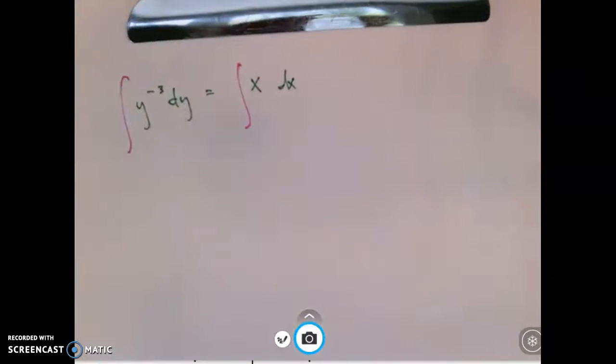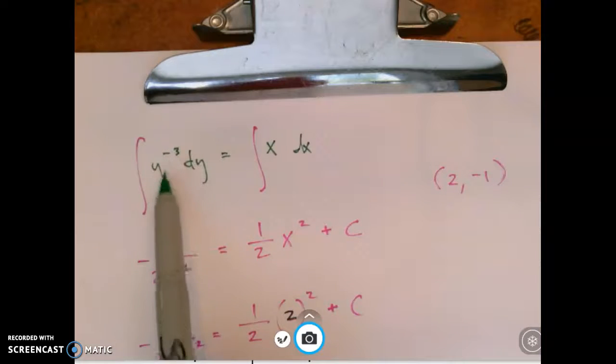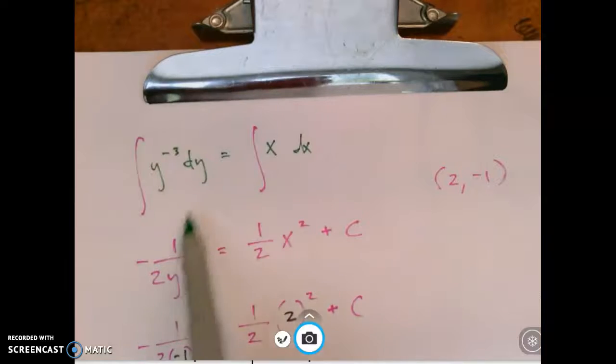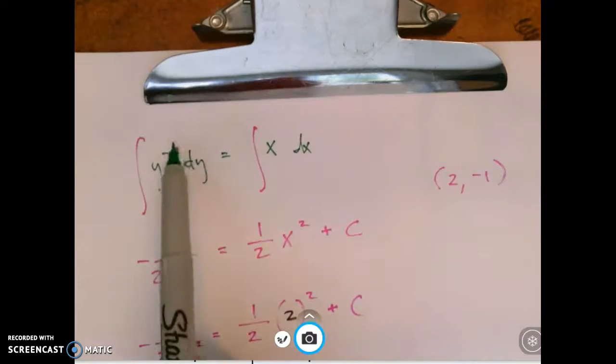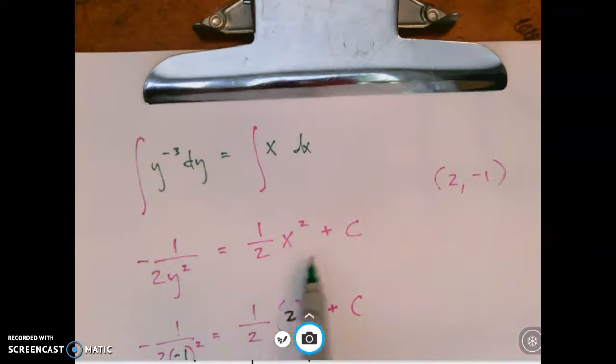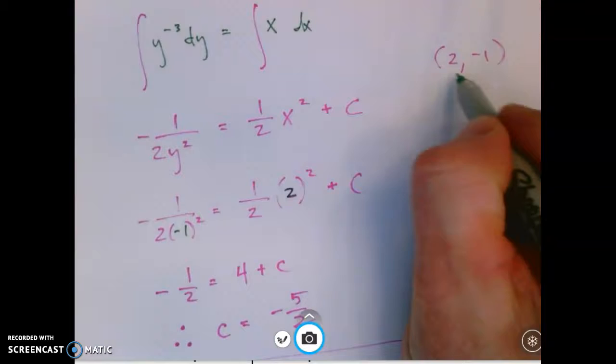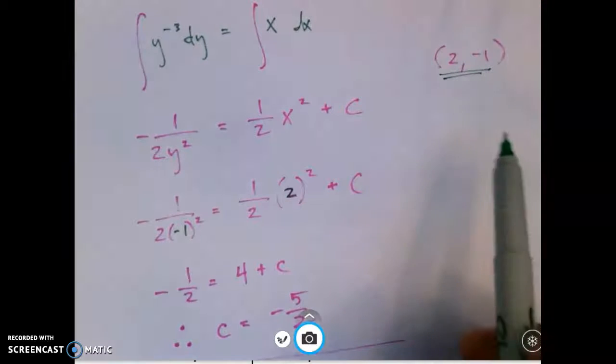Okay, so here we are. We moved the y to the numerator. So we're going to integrate both sides. We have y to the negative 3, dy, equals x dx. This becomes, I add 1 to get to negative 2, divide by that value. So this whole thing becomes negative 1 over 2y squared. And this becomes one half x squared. There's my plus c.